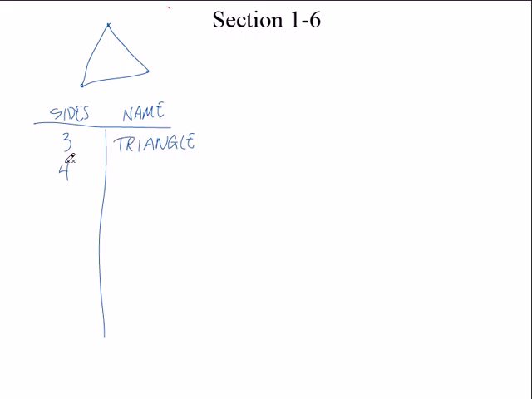So let's talk about four sides. If I have four sides, is everything with four sides called a square? Well, those are all right. Quadrilateral. That's a little different. You probably didn't learn this.